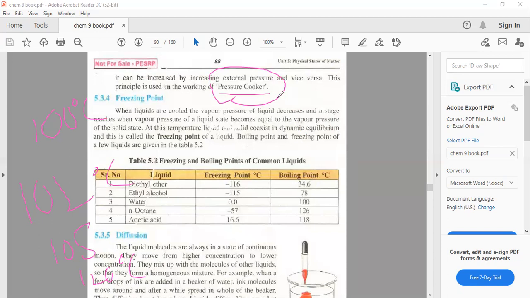And a pressure cooker also has one more thing, that is condensation. All the vapors condense back into a liquid. So a pressure cooker is a very good example to understand vapor pressure and the boiling point of a liquid.